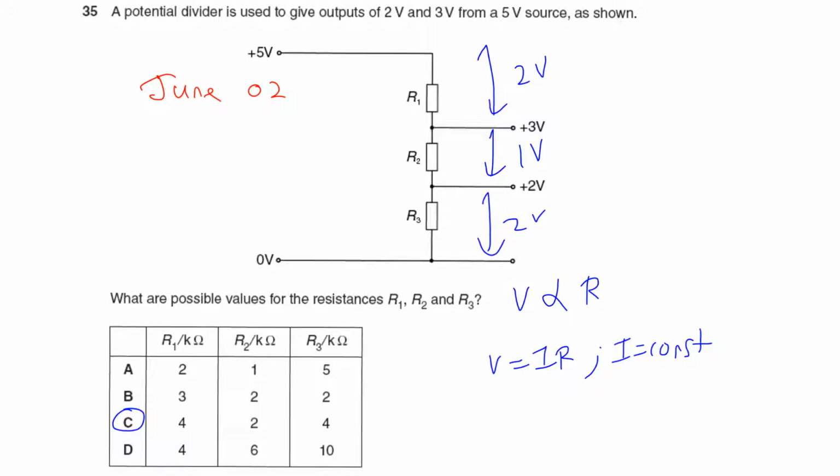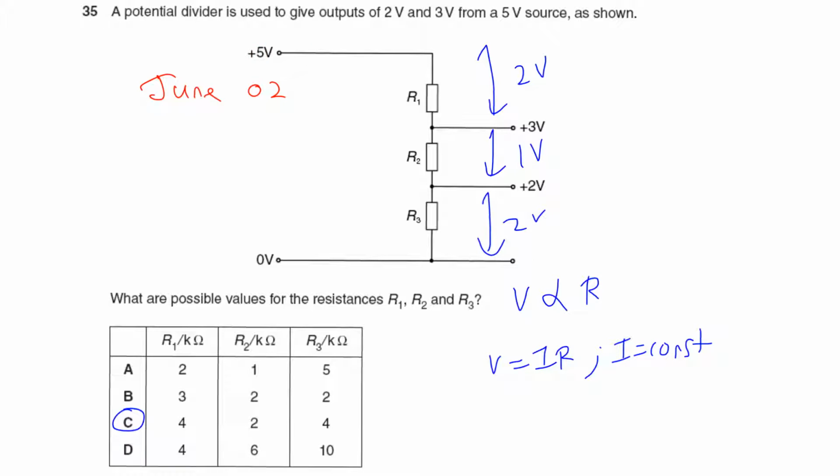Now the idea behind this question is that it gives you potentials. They give you potentials of 2 volts and 3 volts. So potentials are at a point. So this 3 volt is at this point. Can you see connected to this point? This 2 volt is also connected to this point. And this is 5 volts, this is 0 volts. So all these are called potentials because it's a single point.